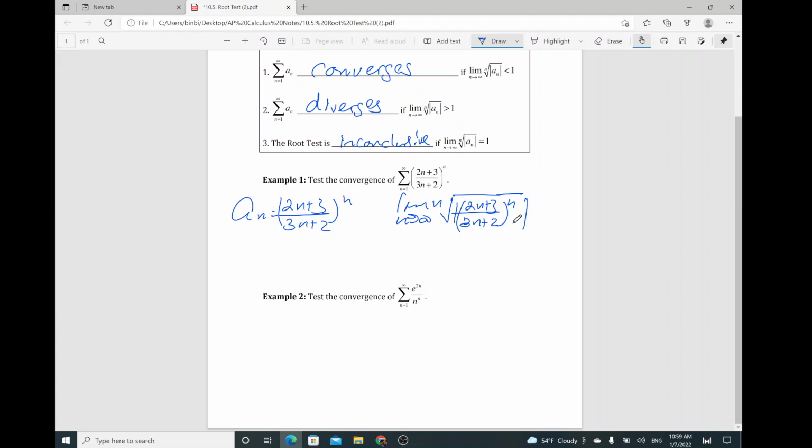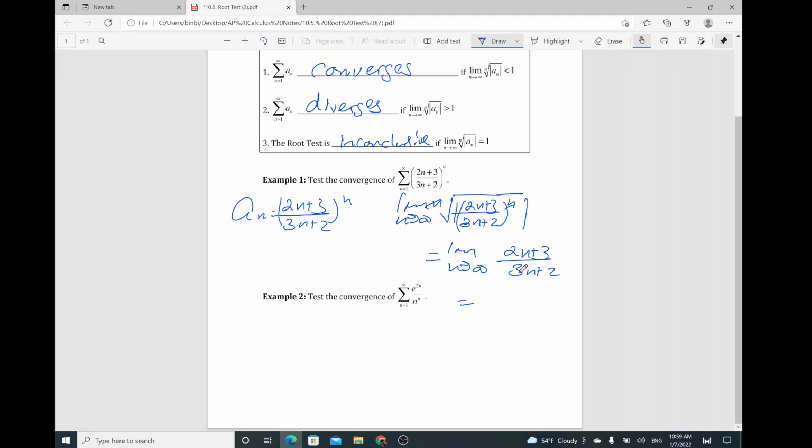Start with the absolute value. The absolute value makes sure that this whole quantity is positive. The nth root with that to the power of n, so the n got canceled. What's left is just the limit as n goes to infinity of 2n plus 3 over 3n plus 2. Keep in mind, n goes to infinity, so this always stays positive, because n is just a natural number.